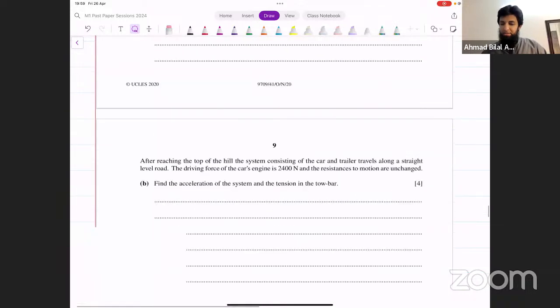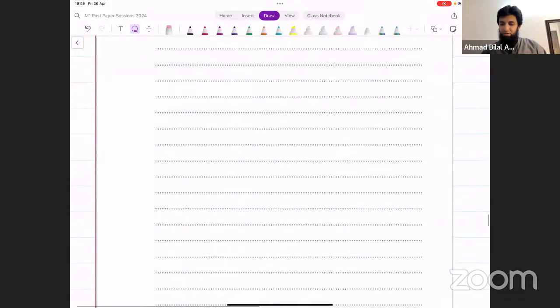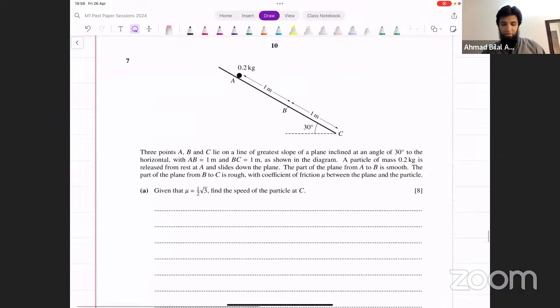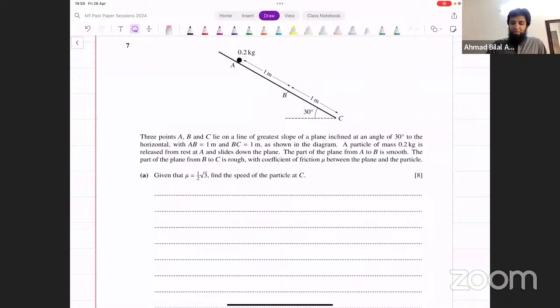Okay, question number 7 from this paper. It says 3 points A, B, and C lie on a line of greatest slope of a plane inclined at 30 degrees to the horizontal, with AB equal to 1 meter and BC also equal to 1 meter, as shown in the diagram. A particle of mass 0.2 kg is released from rest at A and slides down the plane. The part of the plane from A to B is smooth.